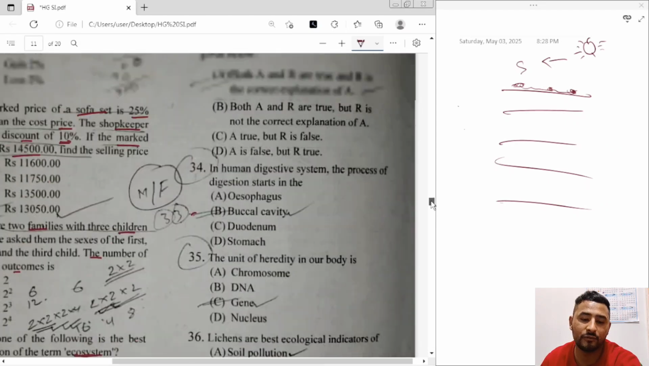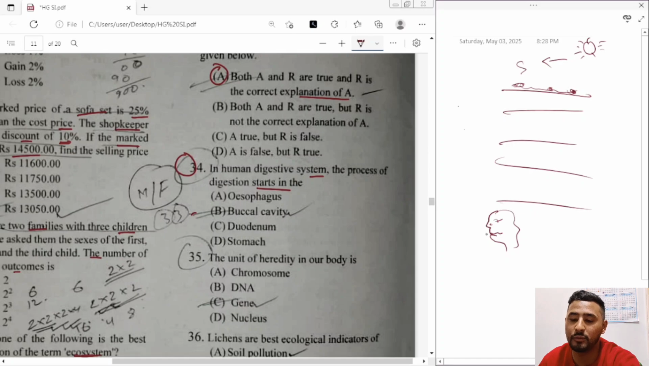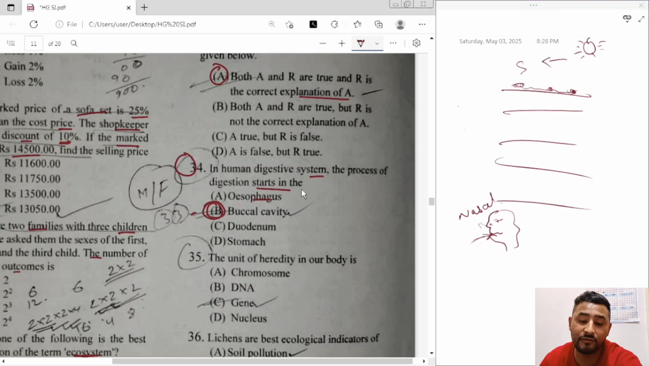Let's see next, 34. In the human digestive system, the process of digestion starts in the, so where does the process start? Suppose I have a nose, let me just draw. Don't laugh at my diagram. So there's the nose, there's the mouth, then you have the throat, right? From where do we take our food? From the mouth, right? And this mouth is also called the buccal cavity. Clear? If they talk about the nose, it will be the nasal cavity. What is the oesophagus? It is here, the throat. And what about the duodenum? It is before the stomach. If there's a stomach, before the stomach we have the duodenum, and the stomach is this one. Clear?